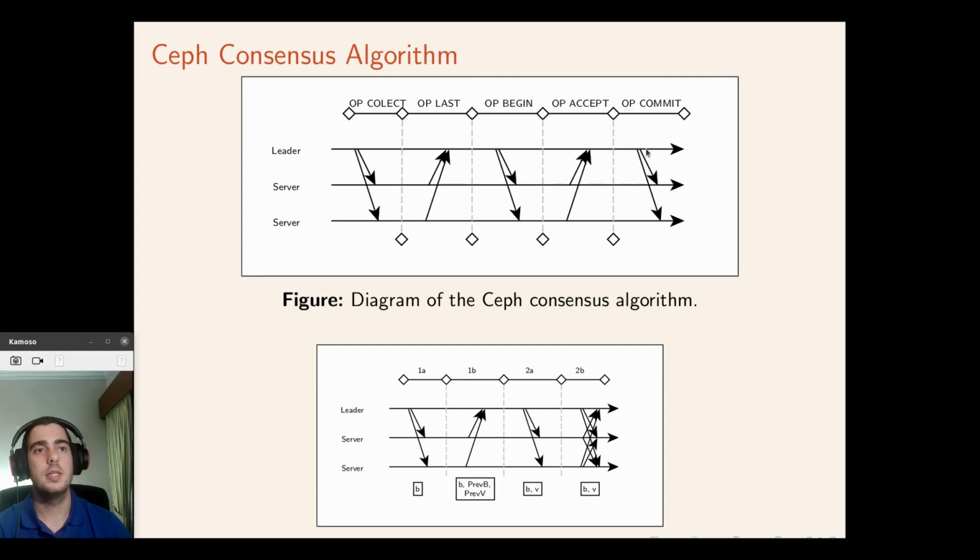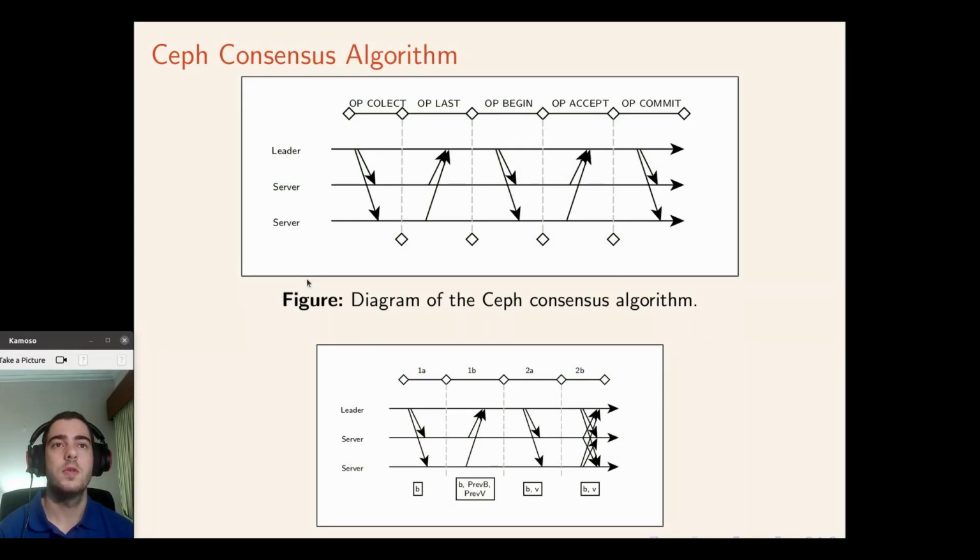Also here in Ceph, phase 2b is separated into two operations, accept and commit. So there is no need for the peers to broadcast their votes. The leader is responsible for counting the votes and then transmitting that information to the nodes in the system.